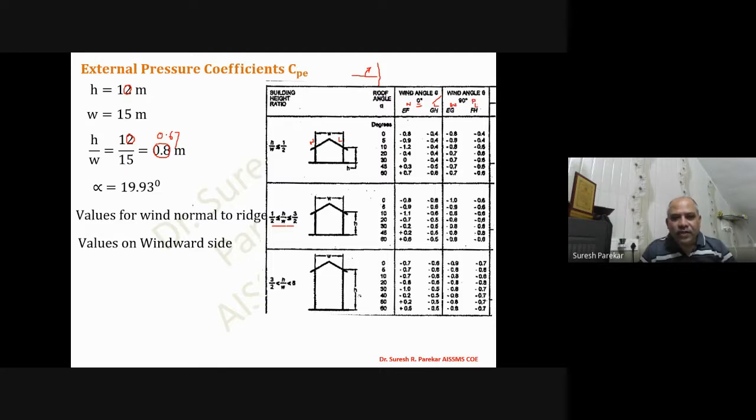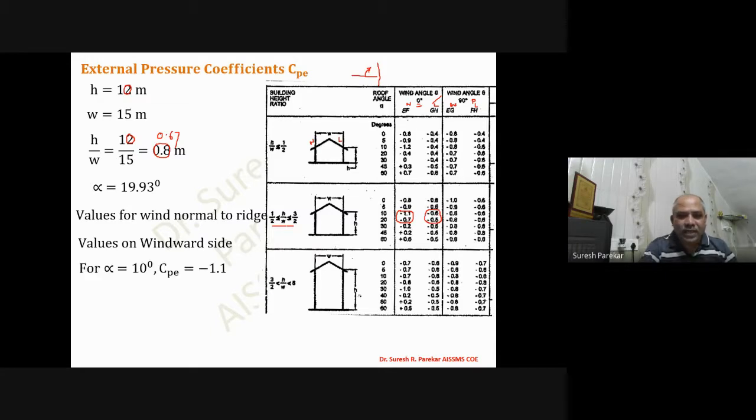So now first we will go for values of wind normal to ridge. So we have this table. Now values on windward side, so we have to consider this value. So 10 to 20, because my value is 19.91, and then I have to take these two values and interpolate. And for wind leeward side, we have this value minus 1, minus 0.7, minus 0.6, minus 0.5.